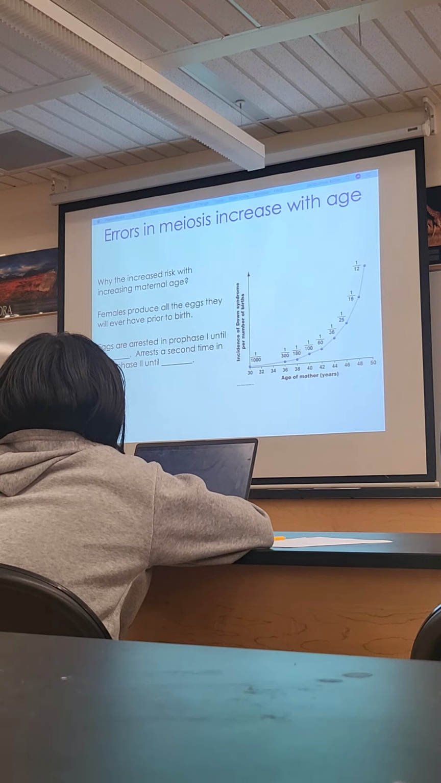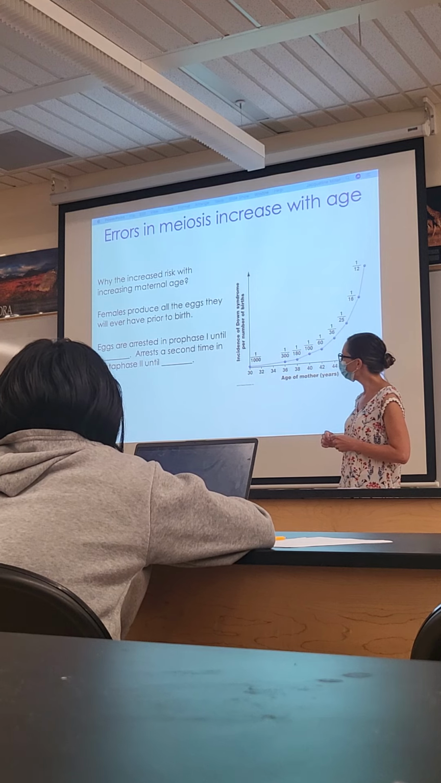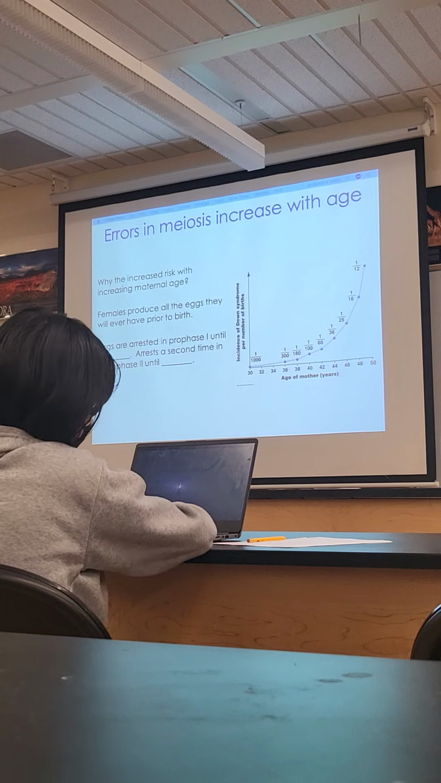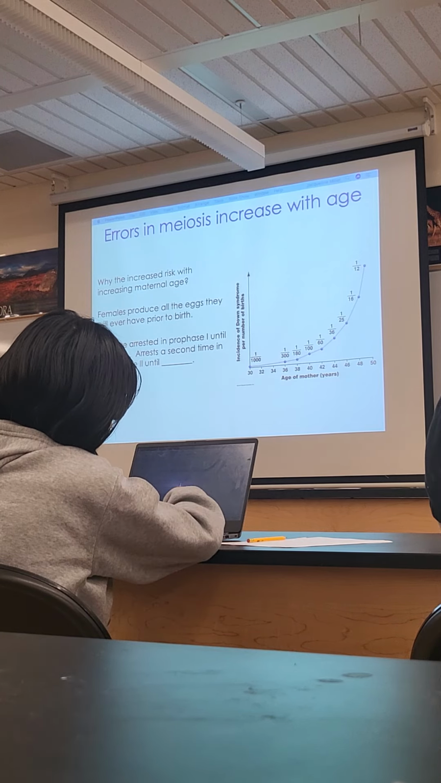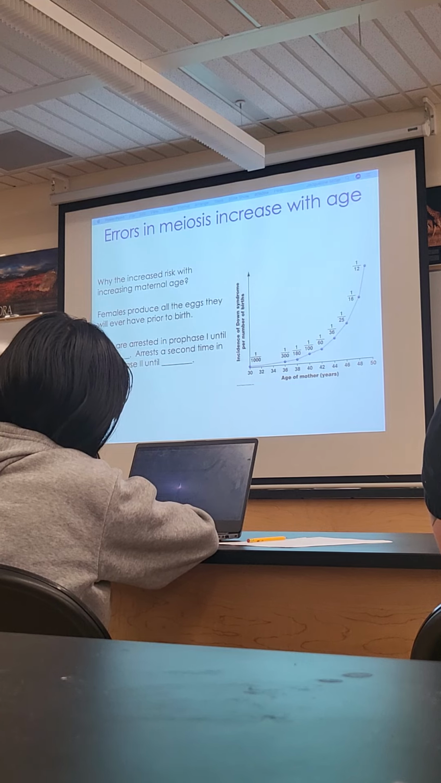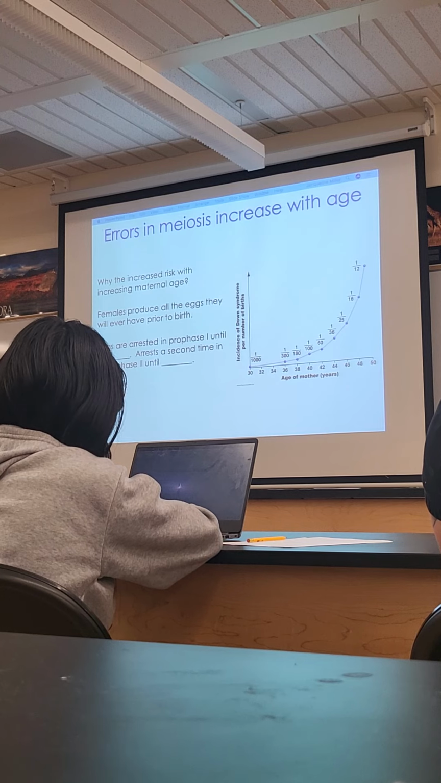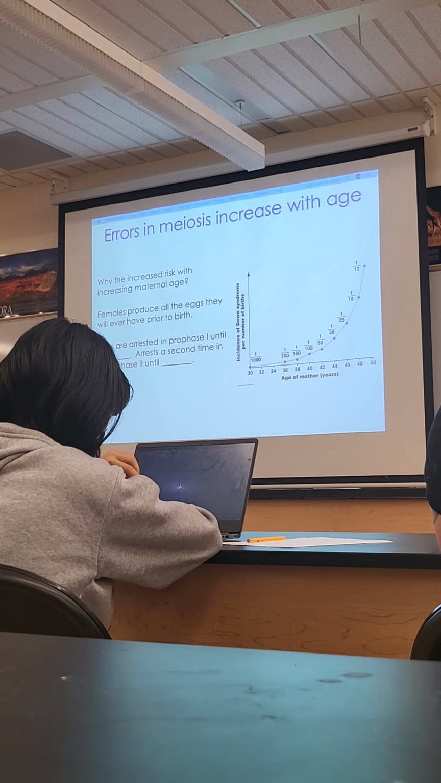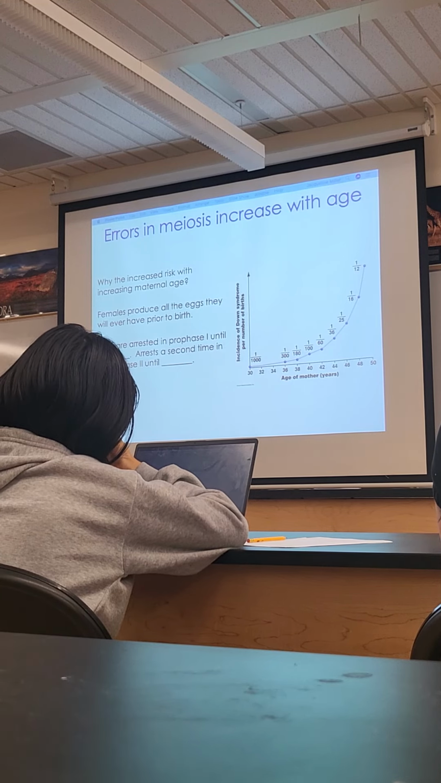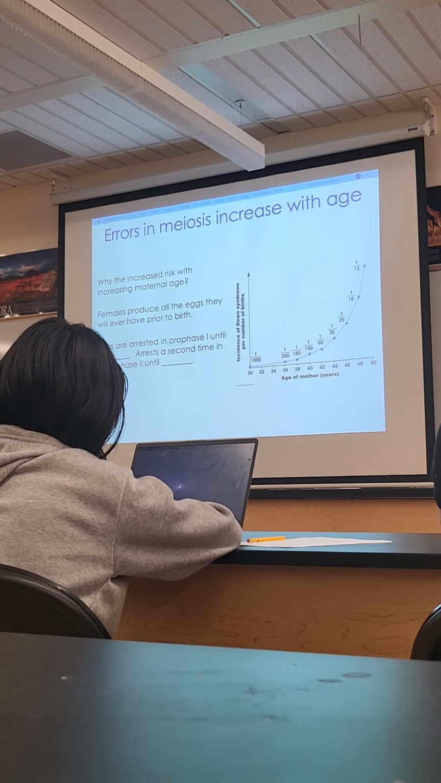So for the blanks for this chart, it says eggs are arrested in prophase 1 until puberty. So that would be puberty, or ovulation, I guess, could go in the blank. Every month when you begin ovulating, a few of the oocytes will begin the process of maturing, but only a few every time you have a cycle. And then they arrest a second time in metaphase 2 until fertilization. So the second blank should be fertilization.